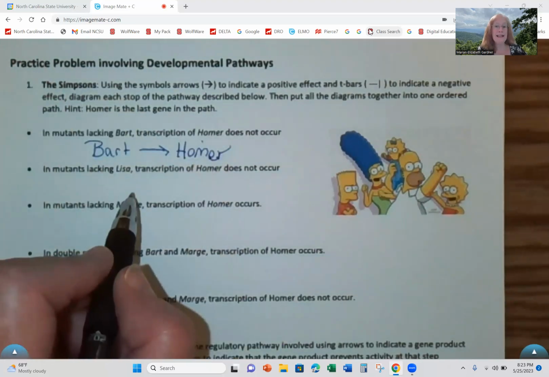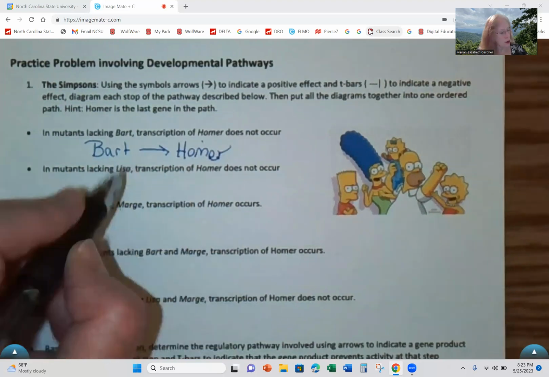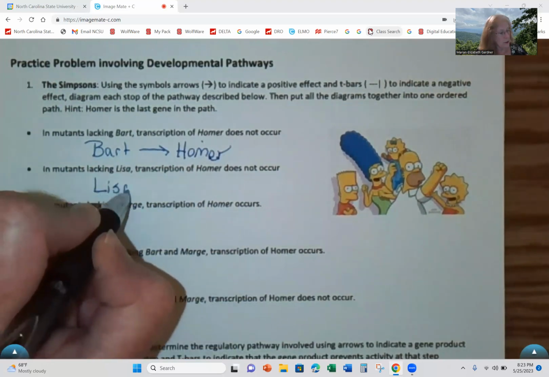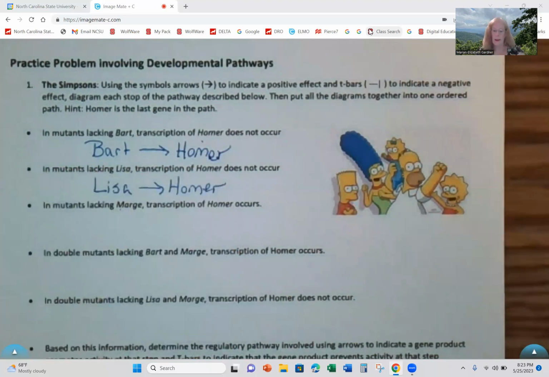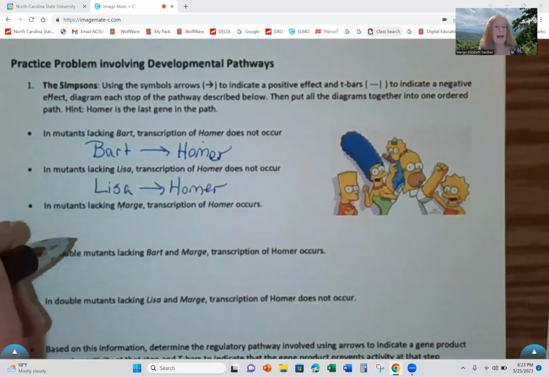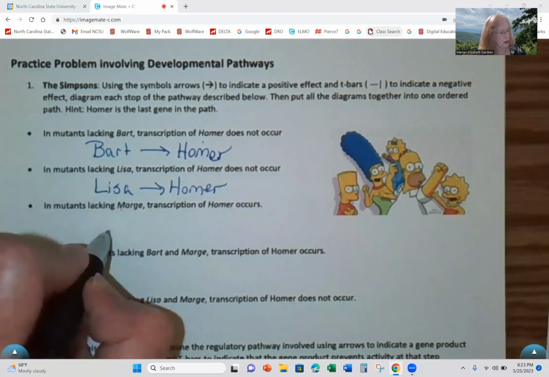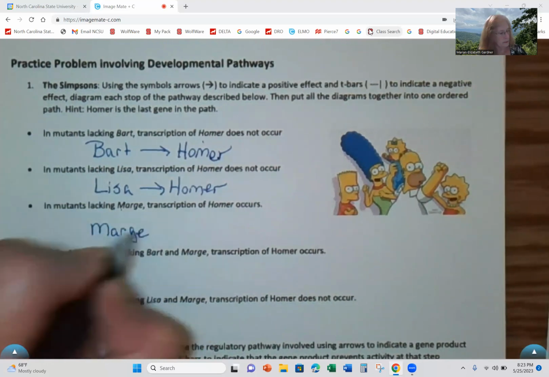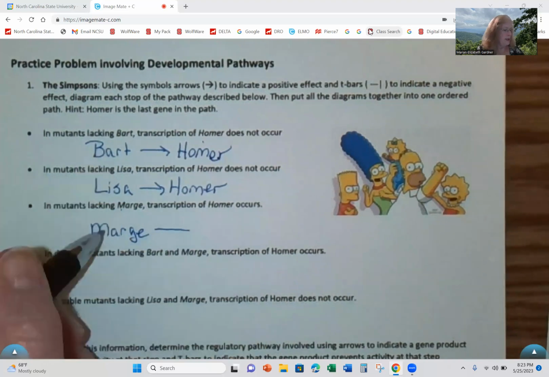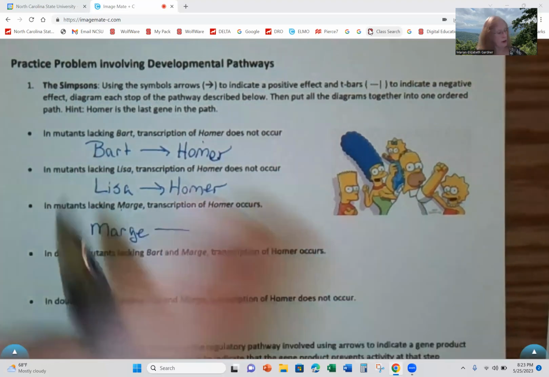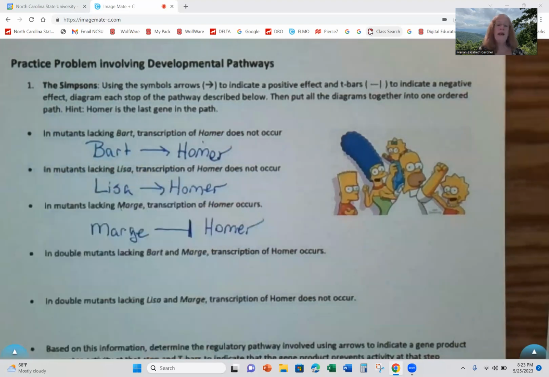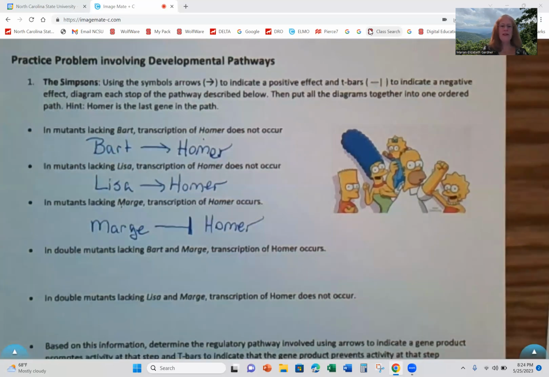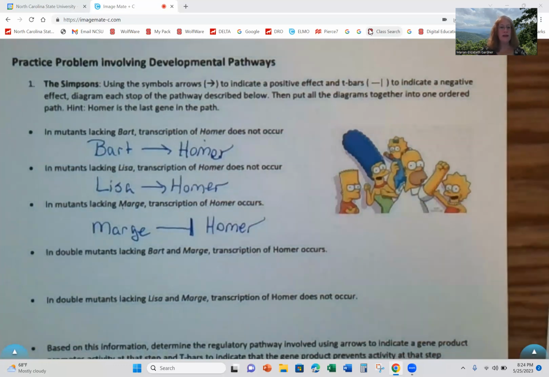In mutants lacking Lisa, transcription of Homer does not occur, which also tells us Lisa normally promotes transcription of Homer. And in mutants lacking Marge, transcription of Homer does occur. So if we don't have Marge, we get transcription of Homer. That means if Marge is working right, it blocks or prevents or inhibits transcription of Homer. Okay, but the problem is we still have a bunch of little pieces. We haven't put things together.